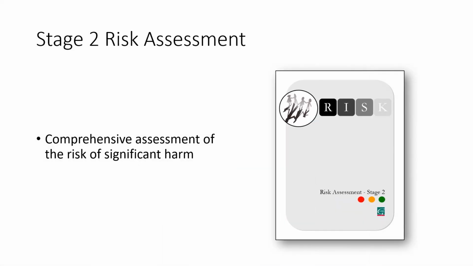The second is Stage 2 risk assessment, or Risk 2. Risk 2 is a more comprehensive assessment of the likelihood of significant harm. It is more detailed and will require more time to undertake and require further information to explore all the relevant factors. Risk 2 should result in a decision whether there is, on the balance of probability, a likelihood of significant harm for the child.